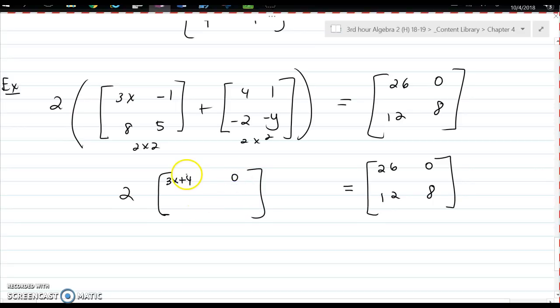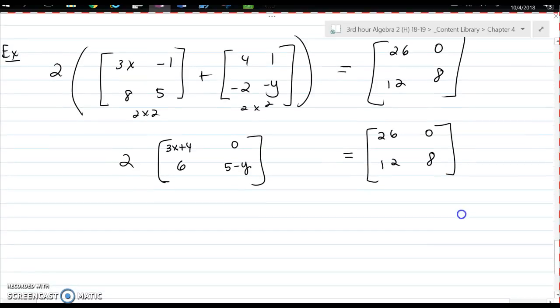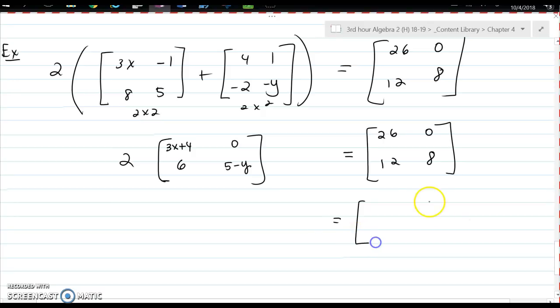And then I'm going to go across the second row. 8 plus negative 2 is 6. And 5 minus y, 5 plus negative y is 5 minus y, isn't it? So we leave that as one entry, even though it has a minus sign. Okay, so now, I'm still going to keep simplifying. I'm not going to do anything to the right side yet, because that is only one matrix.